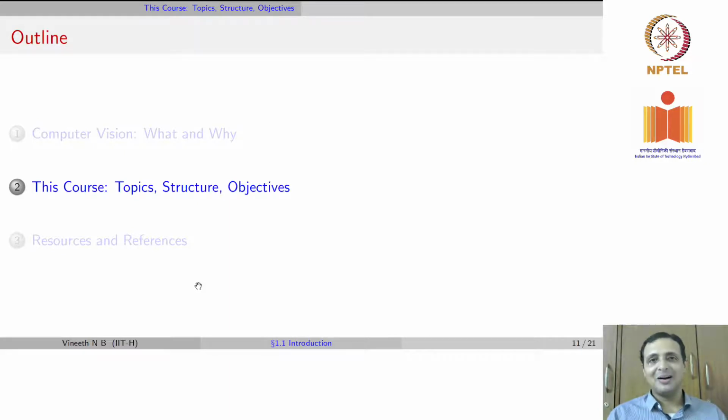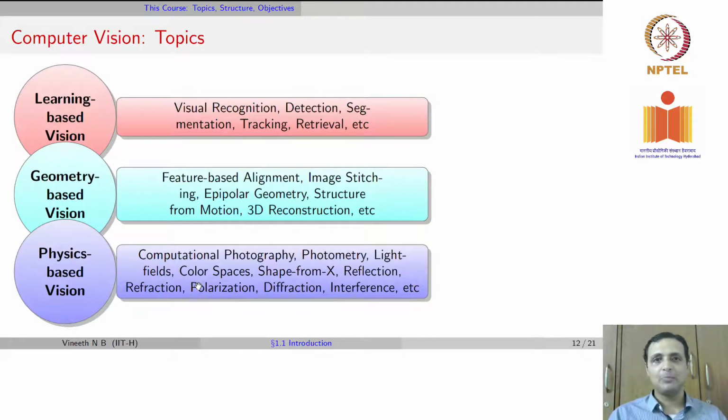So with that overall brief introduction to computer vision, why we need to study it, why is it hard, let's actually talk about this course and what we're going to cover in this course and what's going to be the structure of the topics. So the way computer vision has evolved over the last few decades, we will talk about the history of computer vision in a lecture or two.